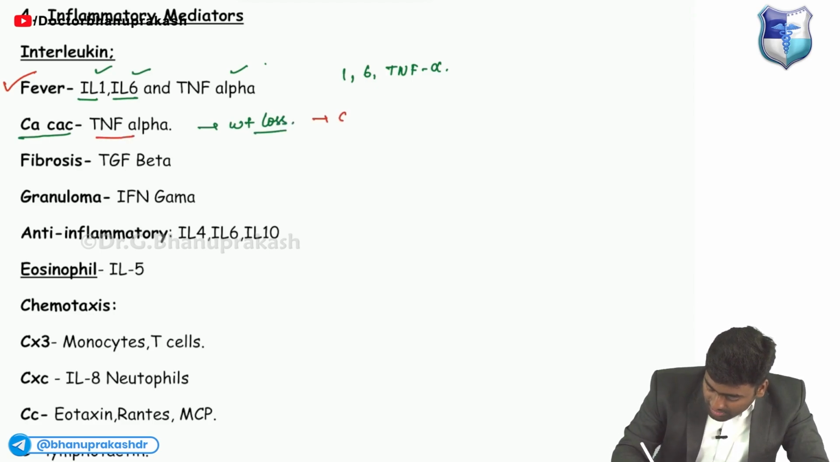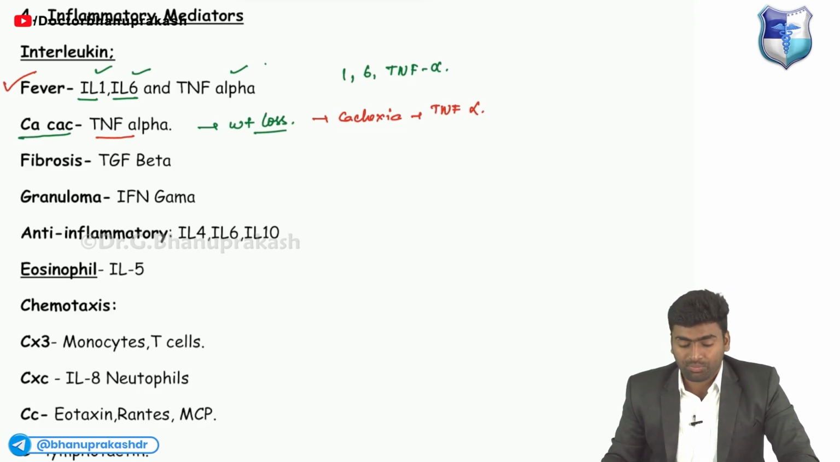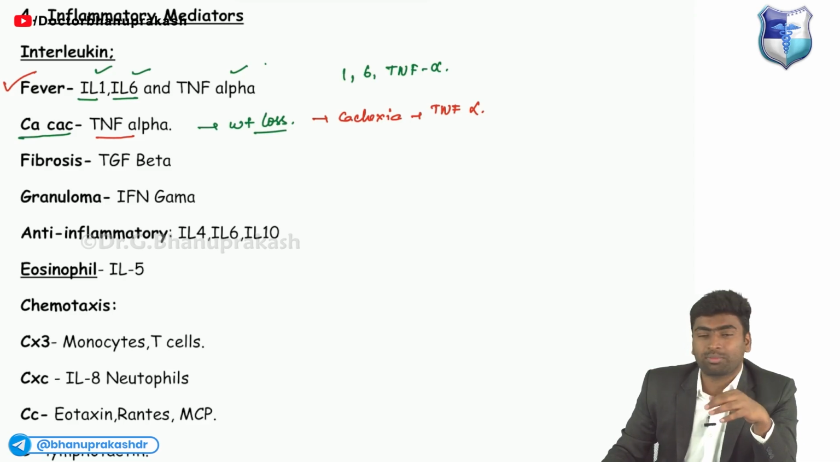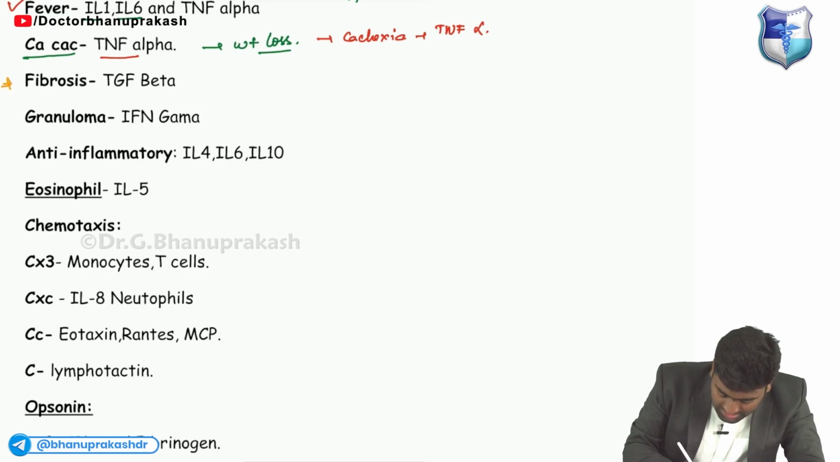So this TNF alpha will cause this cachexia. Interleukin 1, it also will cause this pyrogen. Especially, we'll read about one more process where this interleukin level comes. Okay, I'll guide you guys, don't worry. Next, if you see about the next one, which is this fibrosis.